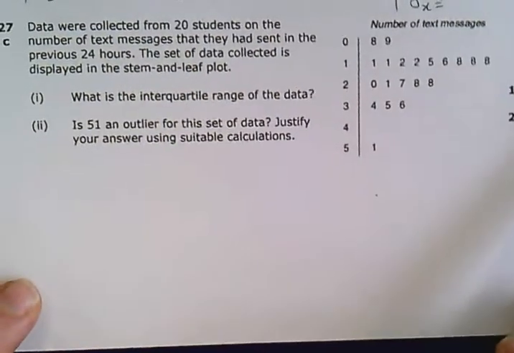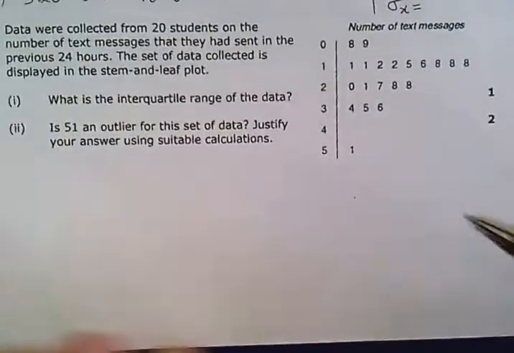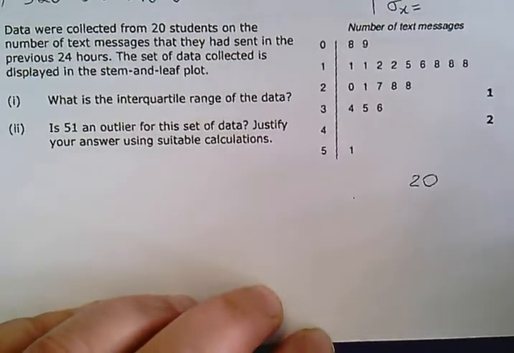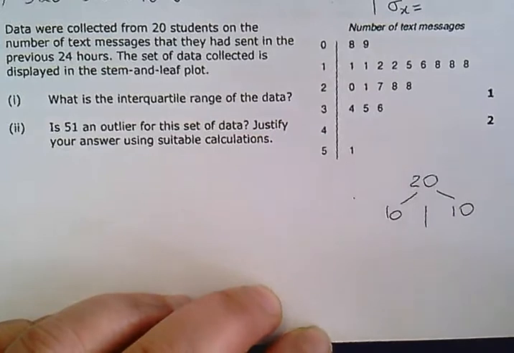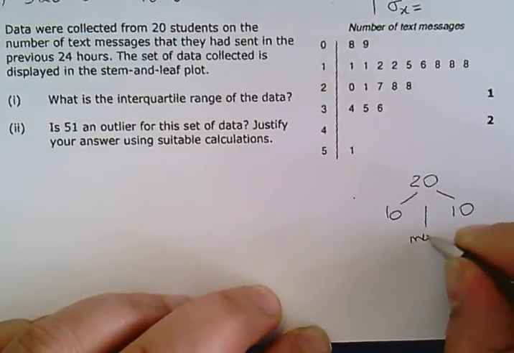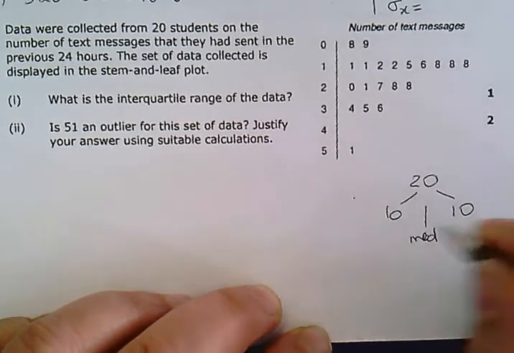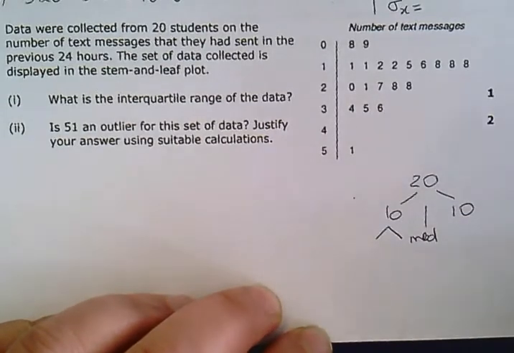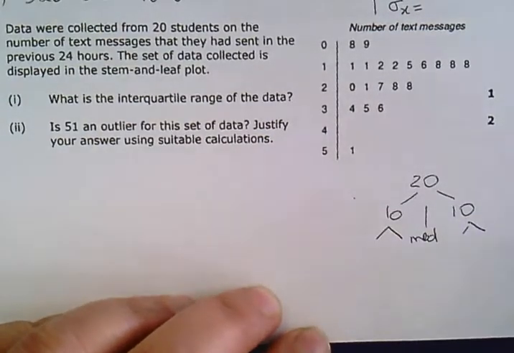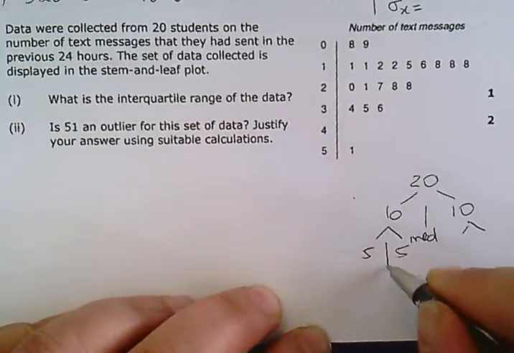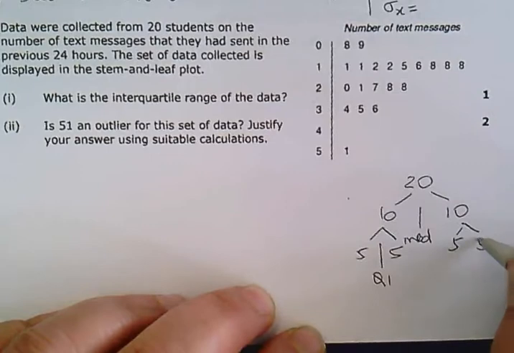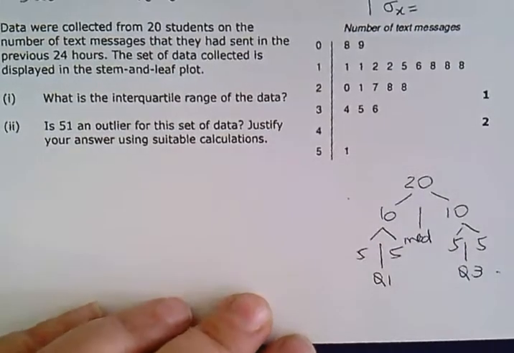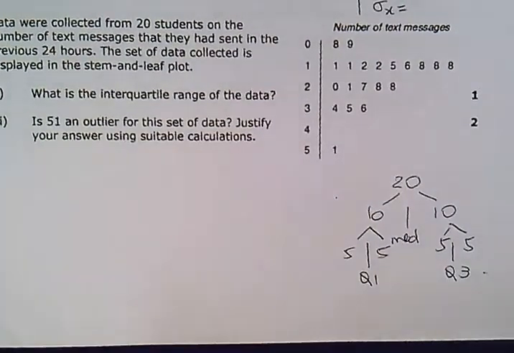Read your question. 20 students. What do I do with that number? 20. What do I do? 10 on the left, 10 on the right. What's in the middle? The median. Now what do I do? 5 on the left, 5 on the right. Q1 is there. 5 on the left, 5 on the right. Q3 is there. All right, you're going to have to go in and put where Q1, Q3 and the median are.